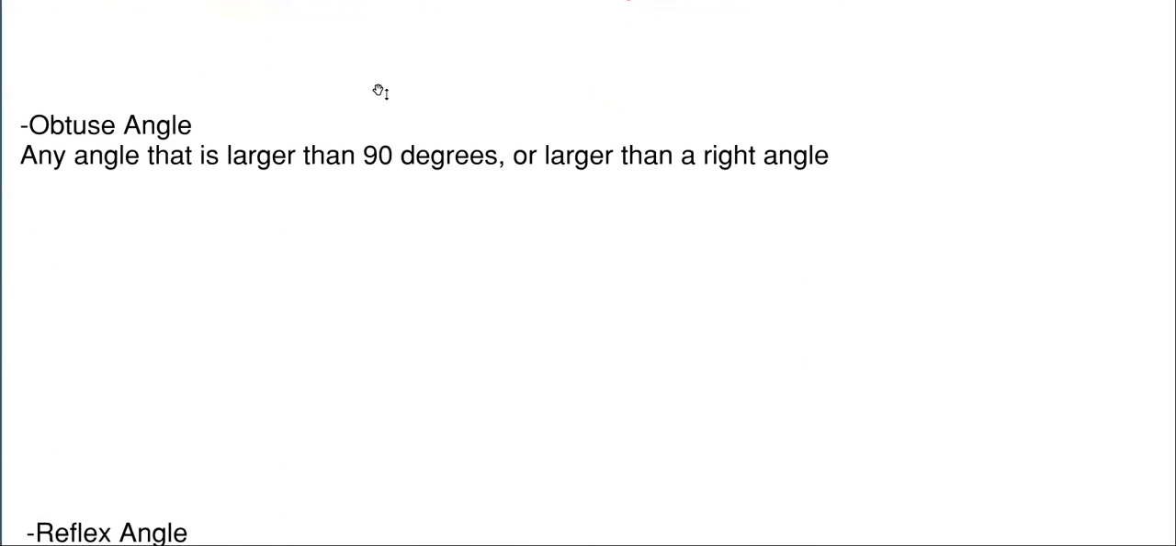And then conversely, an obtuse angle is just the opposite of that, where an obtuse angle is any angle that is larger than 90 degrees or larger than the right angle. So it would look something perhaps like this, where this angle is larger than 90 degrees, like it could be 110 degrees, or it could be 179 degrees.